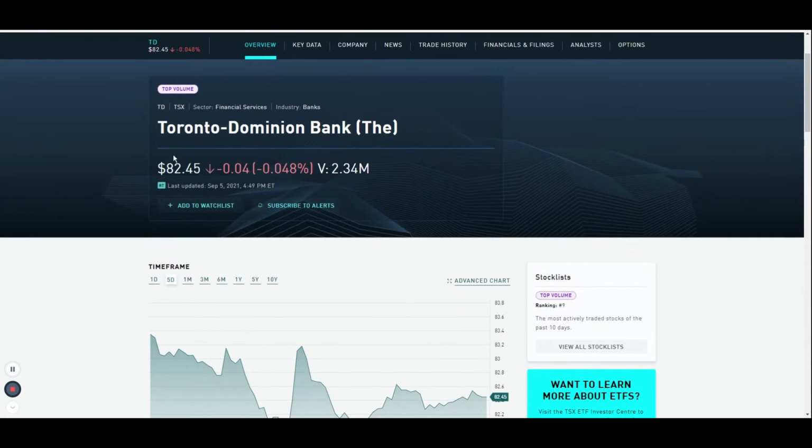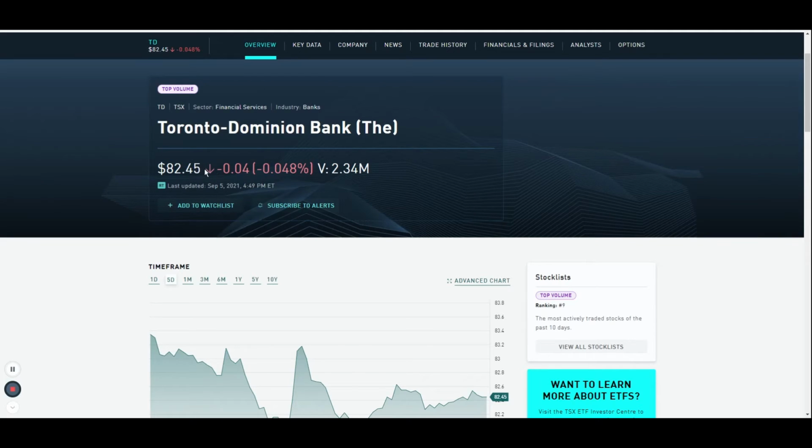But anyways, this price right here just means the price you can buy the stock at currently. Since it's a weekend, the price isn't moving up and down right now, so it's steady at 82.45. Let's say we were in the trading hours on a Wednesday or whatever it is. I can buy the stock at $82.45 right now.